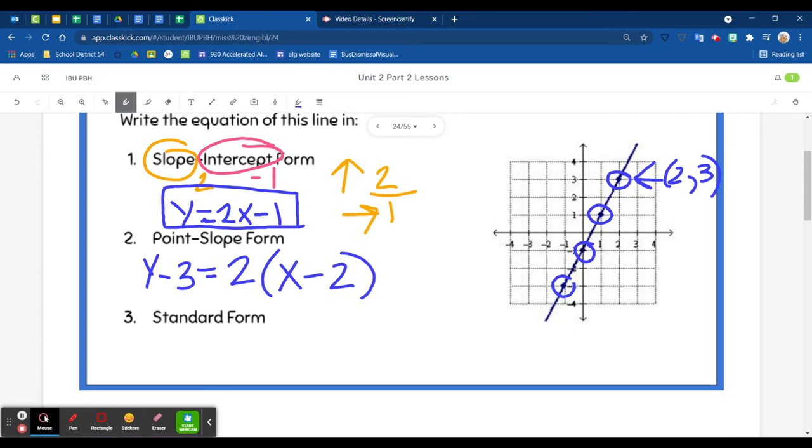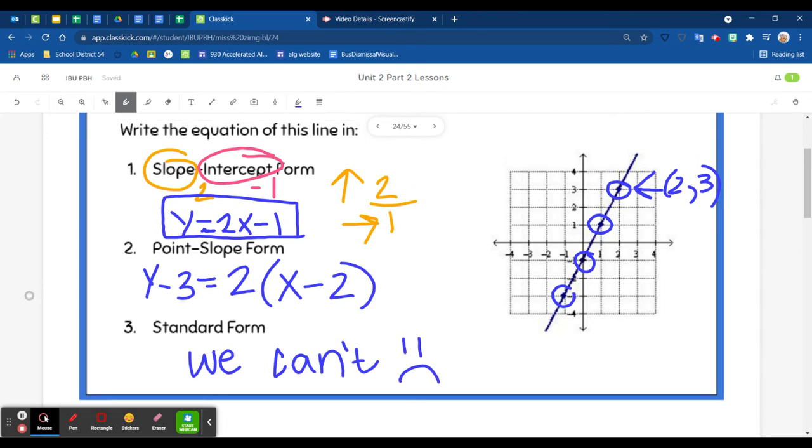The last one, it says is standard form. I don't know how you would do this. It would make your life very difficult. We actually can't write an equation from a graph in standard form. So we cannot actually write a standard form equation from a graph. It just doesn't work.